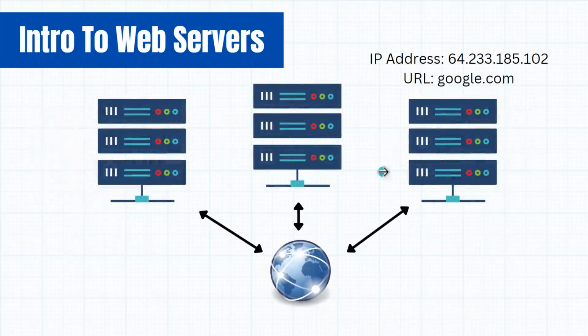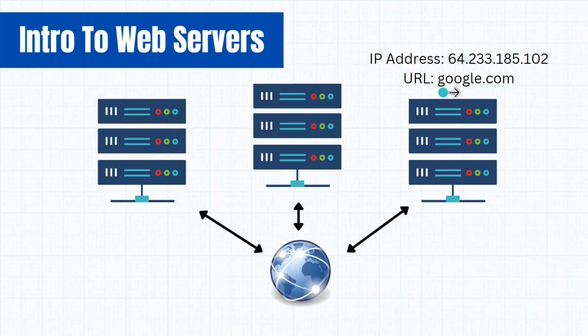The difference is that servers, a web server, is connected to the internet. And they're given an IP address, which is basically a way to identify the server on the internet. And then that IP address can be registered and connected to a URL, which is a more readable location identifier.